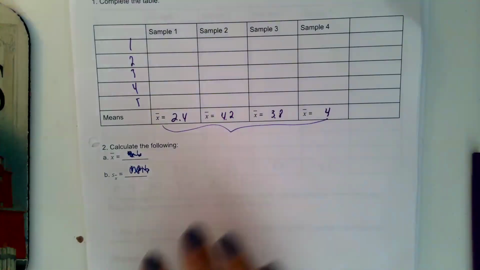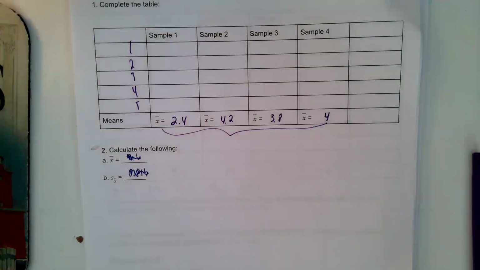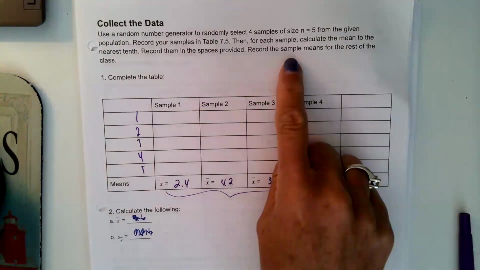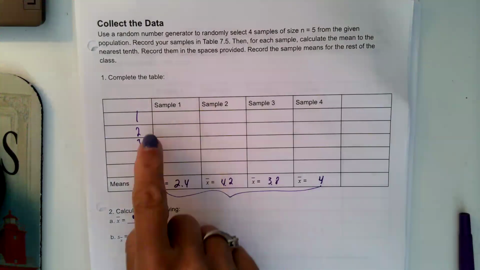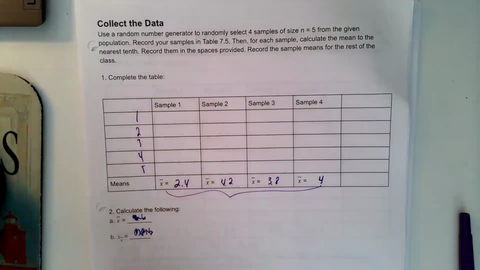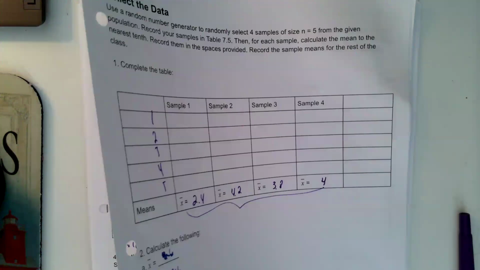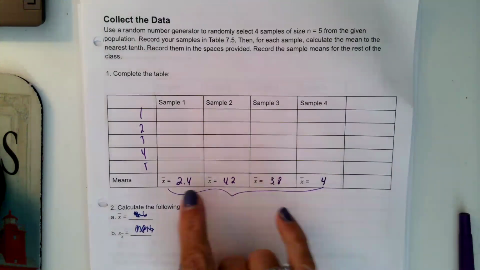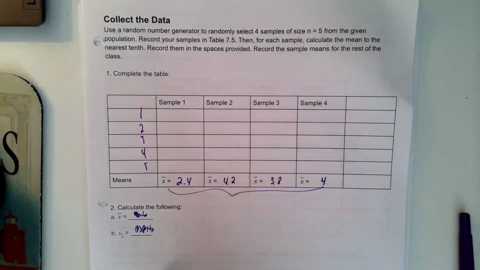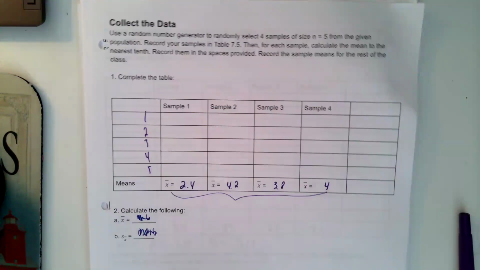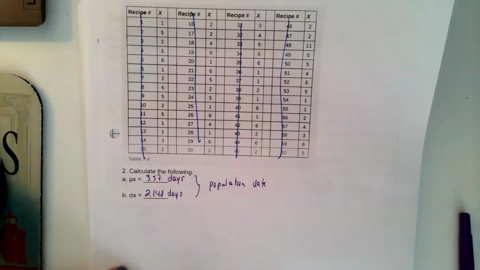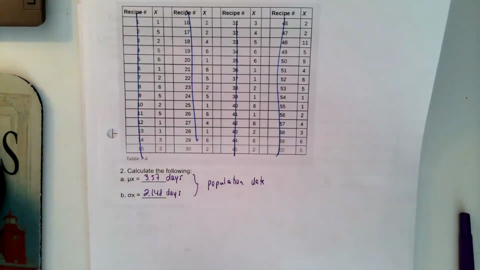Then what I had my class do was take 4 samples. Each of the samples had 5 observations. And we calculated the mean for each of those samples. So here are the 4 means. You'll want to write those down. And you'll want to write down the population mean and standard deviation.